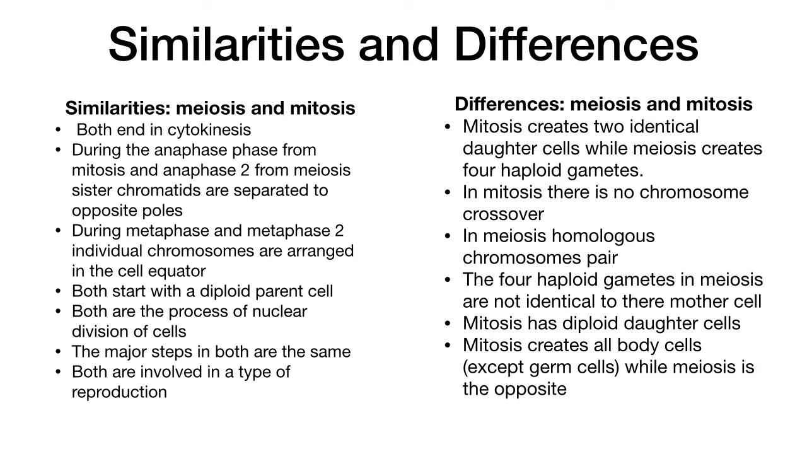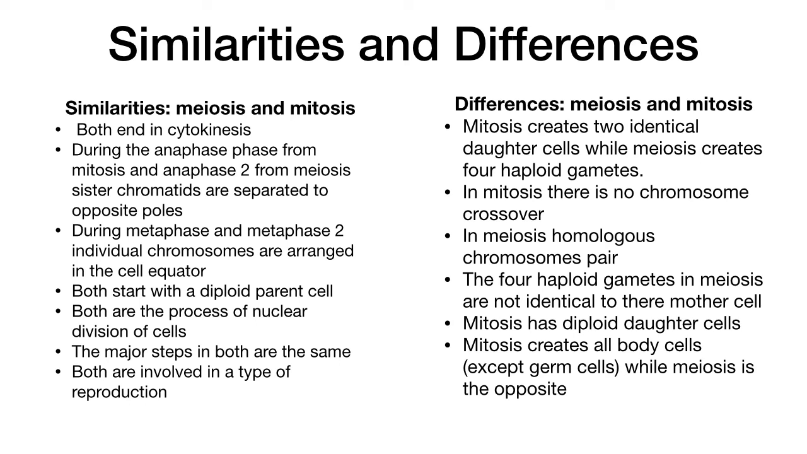Similarities and differences. The similarities between meiosis and mitosis. Well, both of them end in cytokinesis. During anaphase from mitosis and anaphase 2 from meiosis, sister chromatids are separated to opposite poles. During metaphase and metaphase 2, individual chromosomes are arranged at the cell equator.